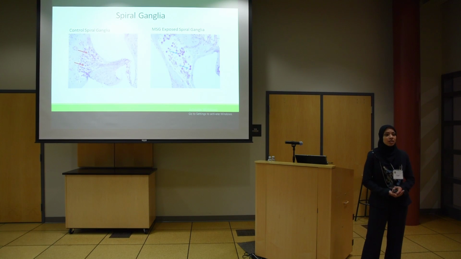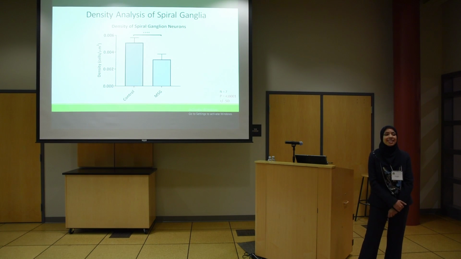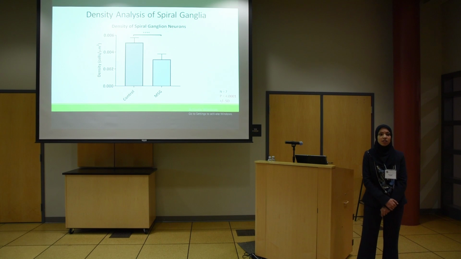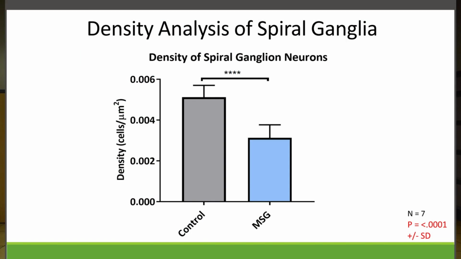So then when we looked at their density, we saw that there was a significant decrease in the density of the spiral ganglion neurons in the MSG exposed compared to the control. But what was interesting was that we saw that there was a significant increase in their cross-sectional area. So this right here indicates that there is compensation occurring in the auditory system after this neonatal injury.